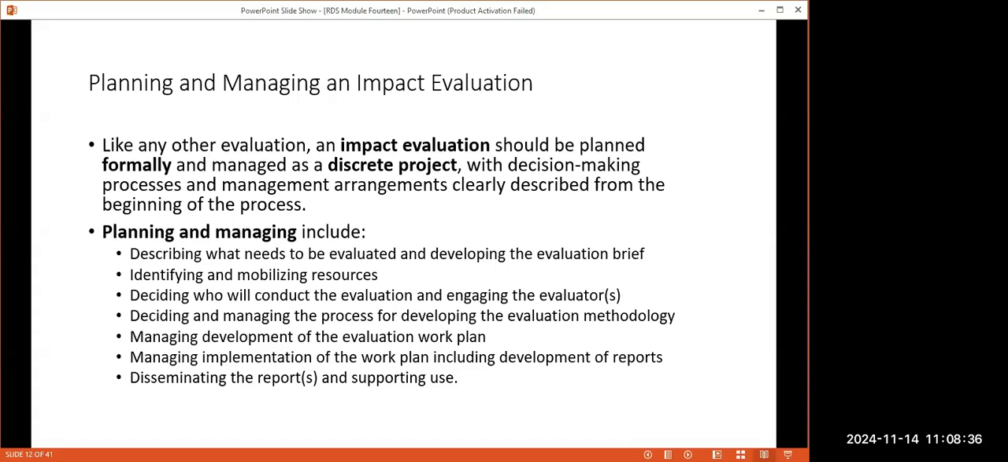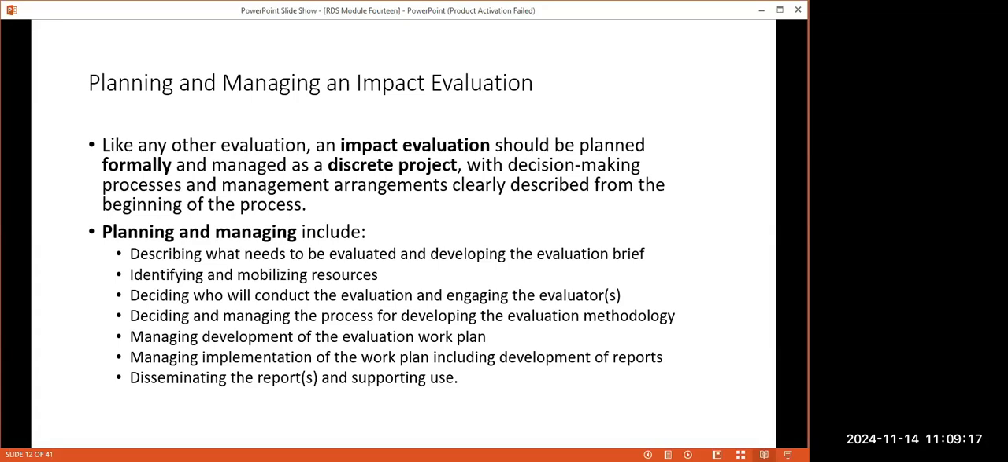When you are planning and managing this process, remember to include, one, a description of what needs to be evaluated. You cannot evaluate what you have not decided to evaluate. So you must agree or decide what it is that we are going to evaluate. The other thing is you must identify and mobilize resources, just as Kenyans say, you must look and set aside resources.